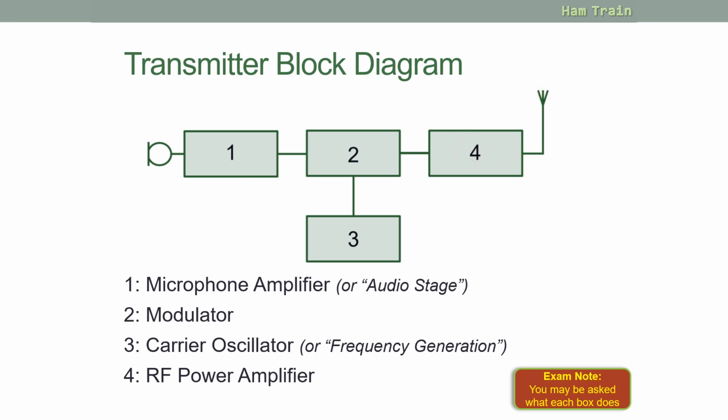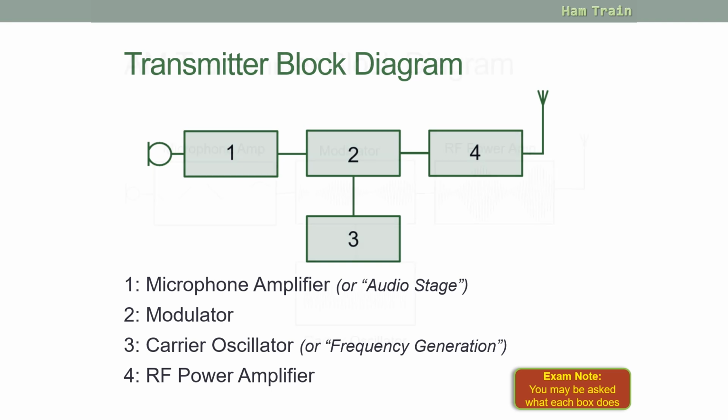For the exam, it's very common that they'll say something like, what is box 2? And you'll be given a multiple choice option list like you'll see below. You're expected to know that this one in the middle here is the modulator. Don't remember the numbers because they can switch the numbers around. You'll need to know this is your audio amplifier stage, the stage that generates the carrier, the modulator that mixes the two together, and the RF power amplifier.